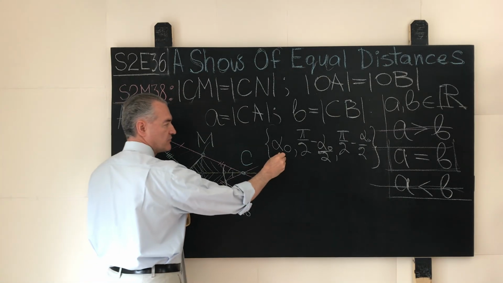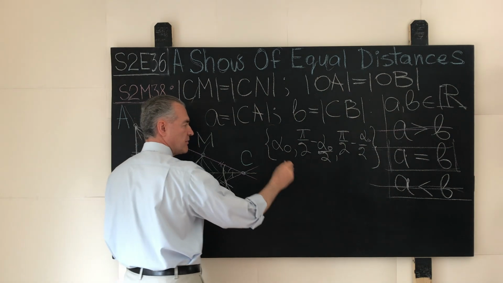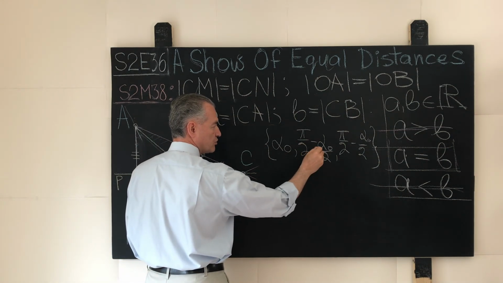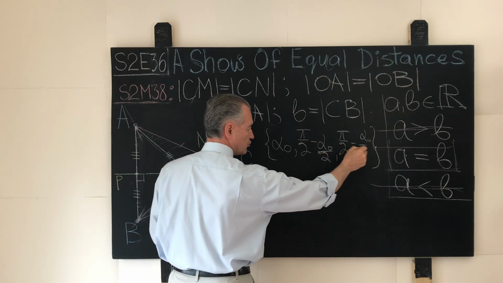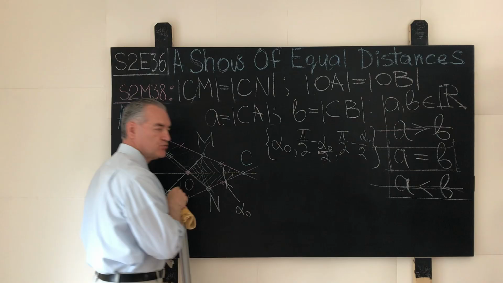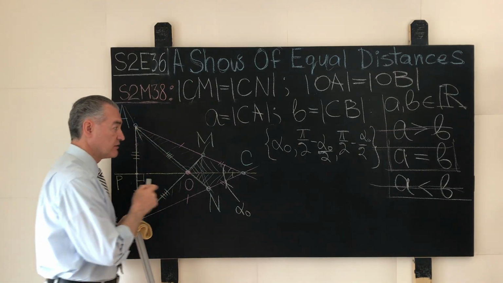This is our first answer, the set of three real numbers. Again, alpha 0 is the magnitude of the first angle, pi over 2 minus alpha 0 over 2 is the second, and pi over 2 minus alpha 0 over 2 is the magnitude of the third angle.